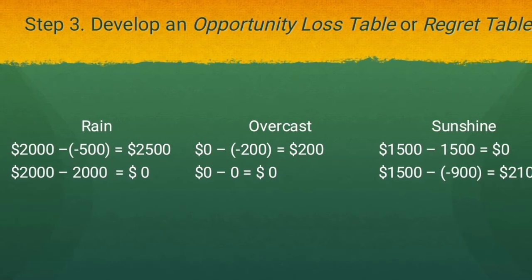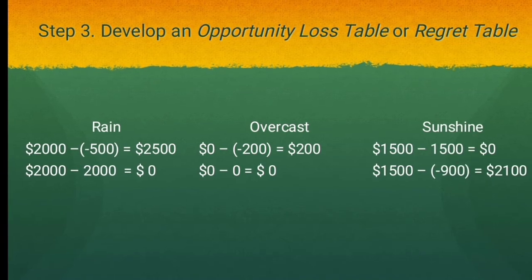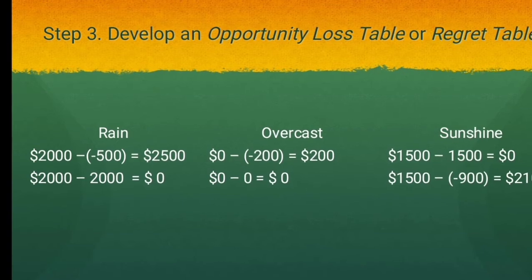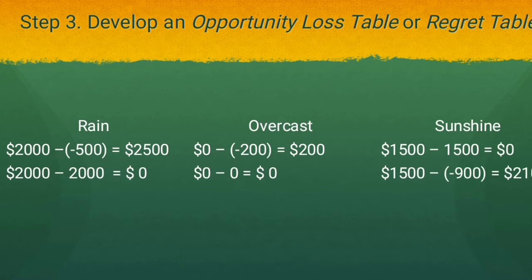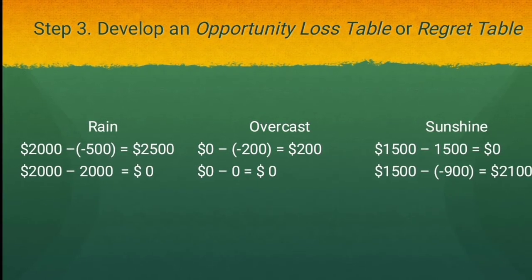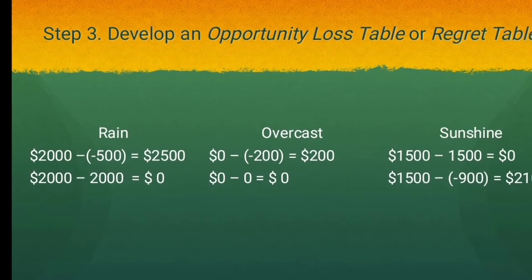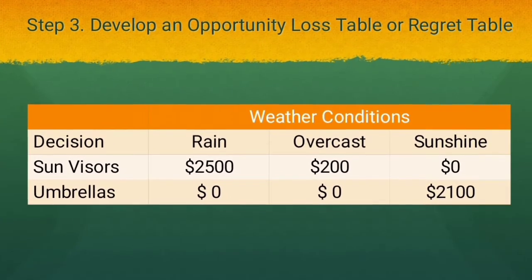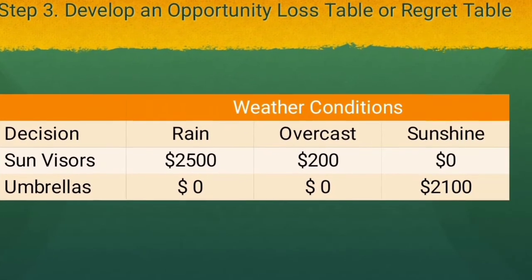After selecting the maximum payoff under each state of nature, we then subtract all other payoffs under the respective state of nature. The maximum payoff for rain is $2,000. For overcast, it is 0. For sunshine, it is $1,500. So let us now subtract all the other payoffs under each state of nature. The values are now shown in the slides. Those values are called regret. Then we can use these values in making an opportunity loss table, shown on slide 15.